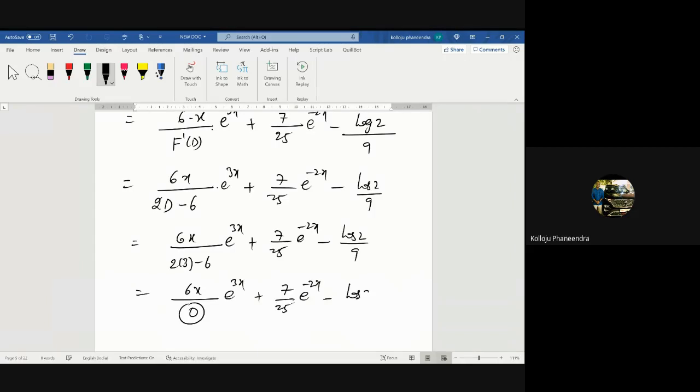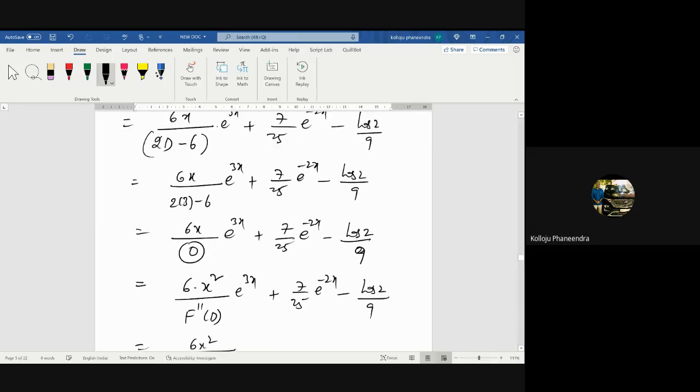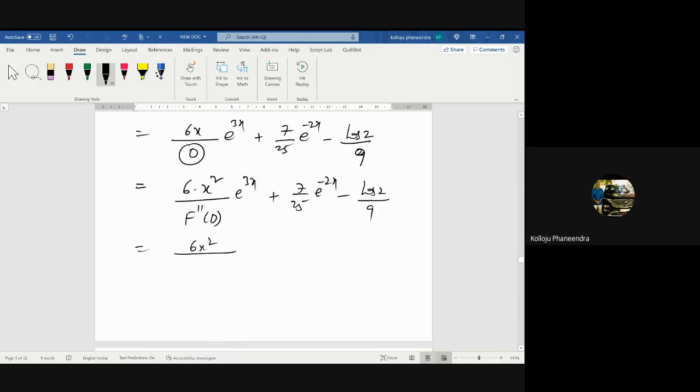Why am I getting 0 again? Because 3 is repeated 2 times. The root is repeated 2 times. That is why I have to do one more multiplication by x and take f double dash D: 6x square by f double dash D, e power 3x plus 7 by 25 e power minus 2x minus log 2 by 9. One more derivative of 2D minus 6 is 2. This is yp.